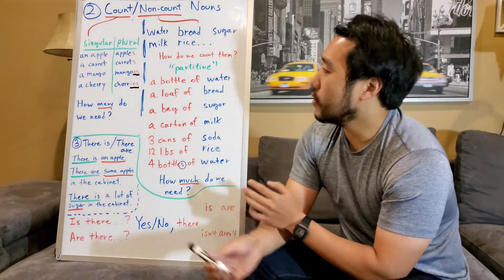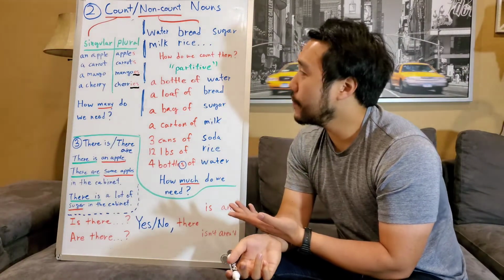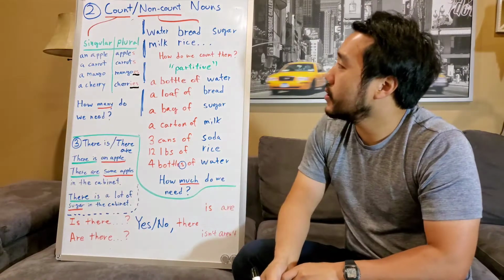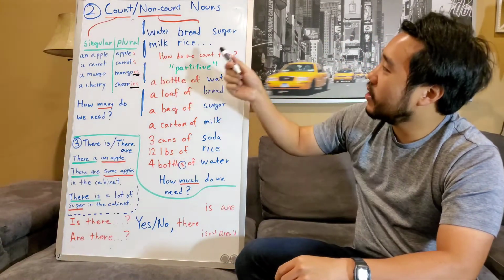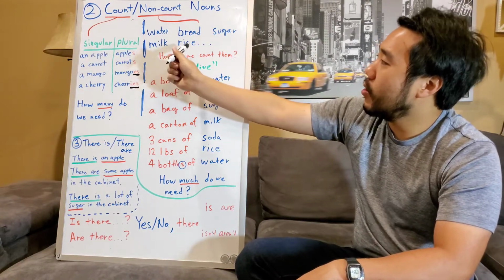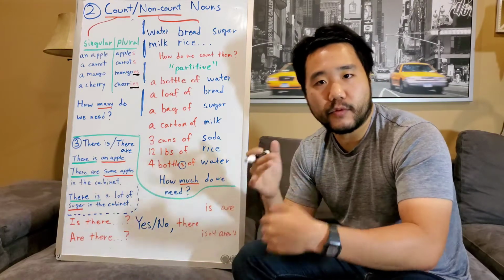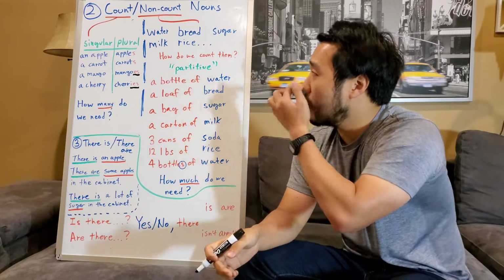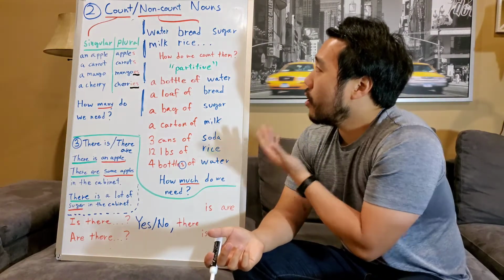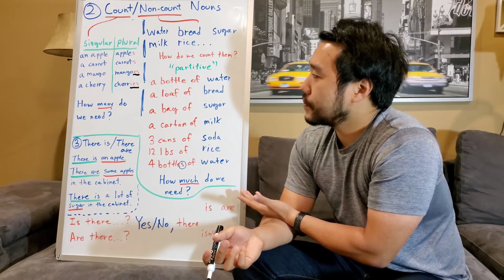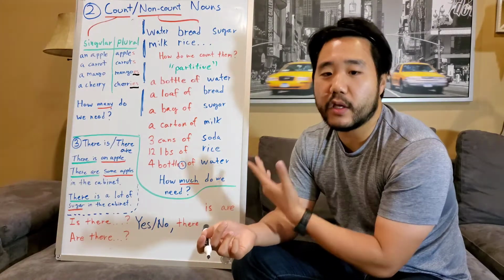So these are things that we can count, right? So what about non-count nouns? Non-count nouns are like water, bread, sugar, milk, rice. It's very difficult to divide them into small pieces. So for non-count nouns, there are ways that we can still count them, and then we use.